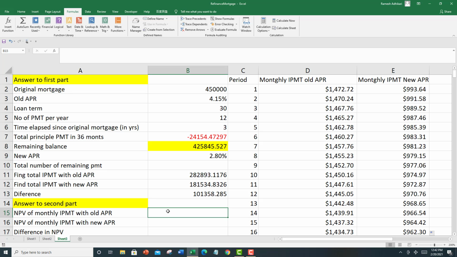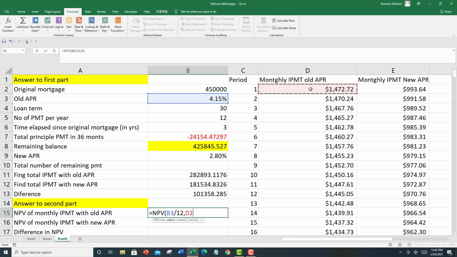And Excel has a nice function called NPV, and we can use that NPV function to compute the present value. So equals NPV and now rate. And this is NPV for my interest payment for old APR. So I'm going to use this rate 4.15. Remember, all these interest payments are monthly, so that has to be divided by 12, comma, and now you need all the cash flow for your NPV. And actually NPV has these two arguments. One is the rate and then all the cash flow.